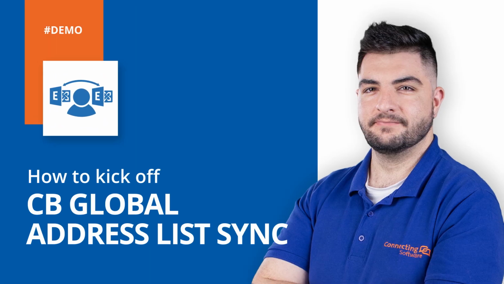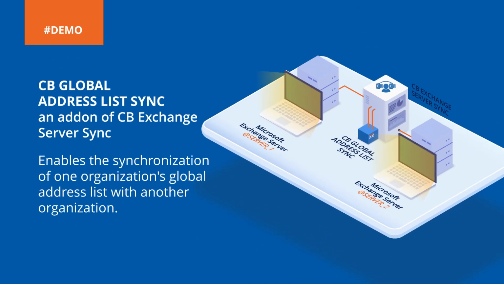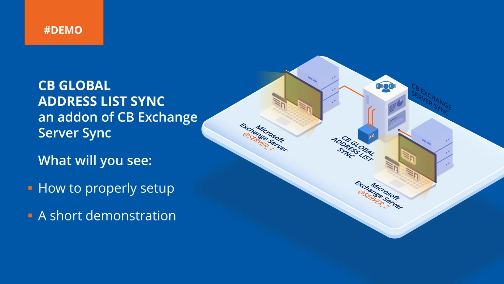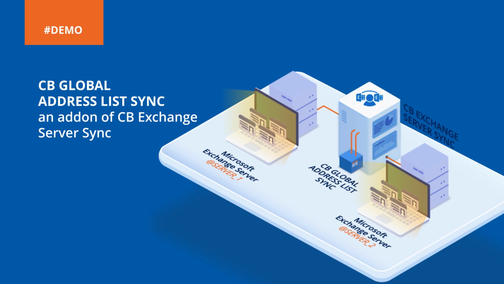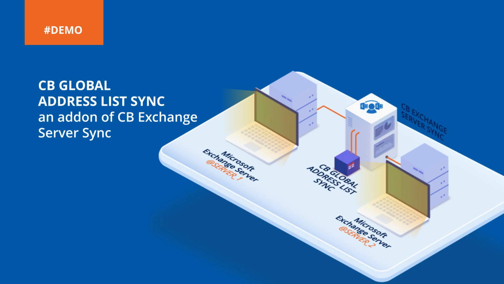Hi everyone, today I will be showing you a demo of connecting Software's GSync. GSync is an addition to Exchange Server Sync and allows for the global address list of one organization to be synced to another or vice versa. Today I will show you how to completely set up GSync as well as a short demonstration of it in action. Before we begin, just be aware that GSync is only available if you have both a license for Exchange Server Sync and a license for GSync.